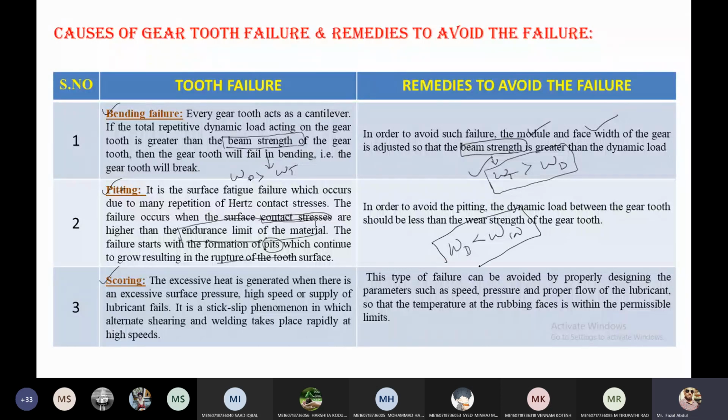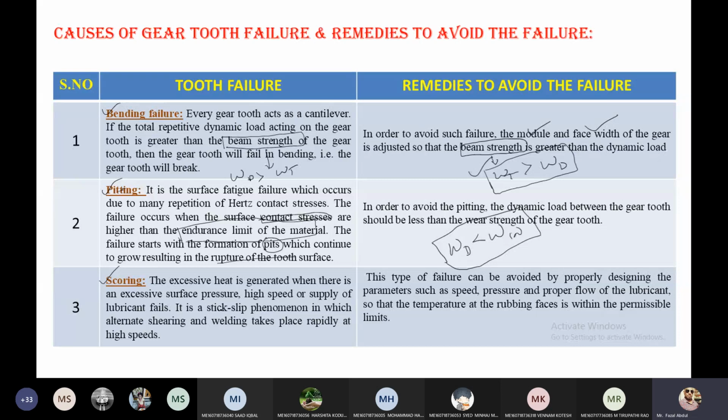If we maintain in this manner, we can overcome the pitting failure. And the third one is scoring. This is nothing but because of improper lubrication. Such kind of failure we can find. Excessive heat is generated when there is excessive surface pressure, high speed, or the supply of lubrication fails. So that's the reason scoring failure happens.